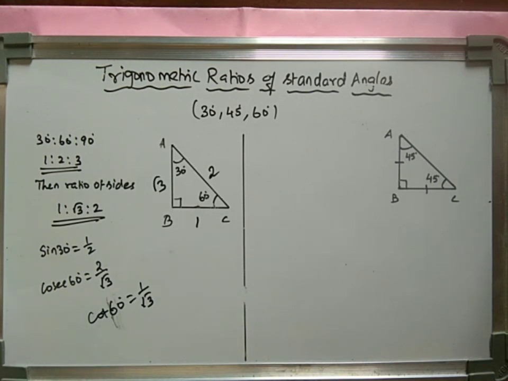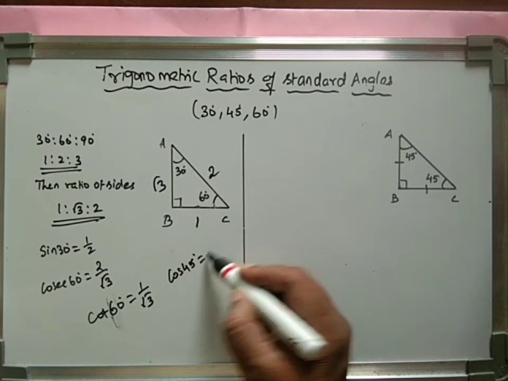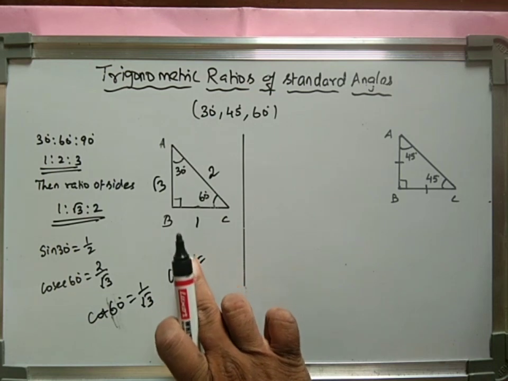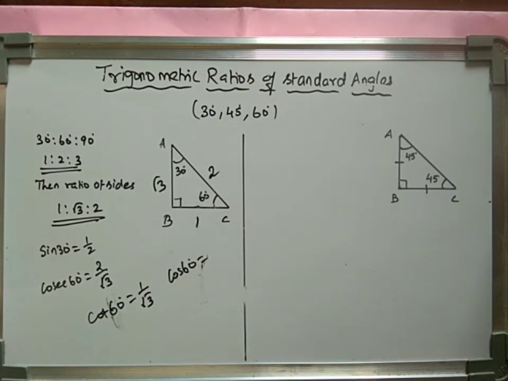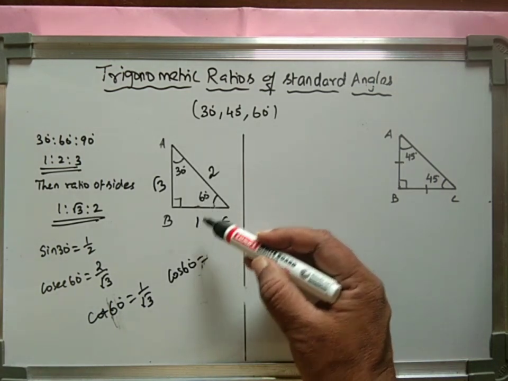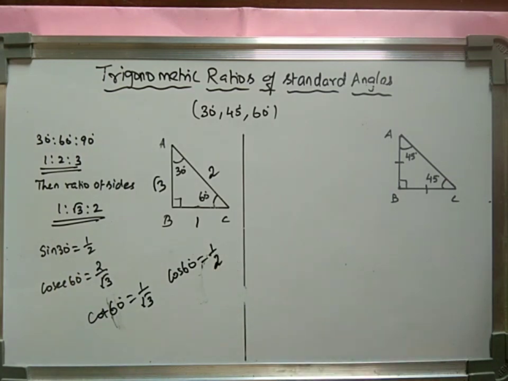Now one more example we see. We have to find cos 60 degree. Sorry, for 45 degree we cannot find here, we can find cos 60 degrees. What is cos 60 degree? The definition for cos theta is adjacent side by hypotenuse. So for 60 degree, the adjacent side is 1 and the hypotenuse is 2. So we get cos 60 degree is equal to 1 by 2.